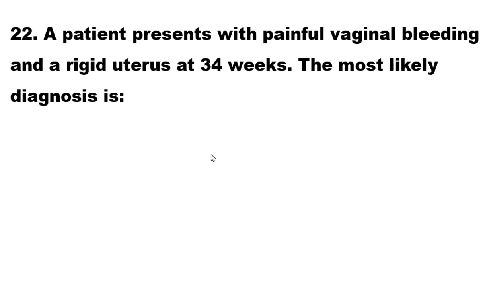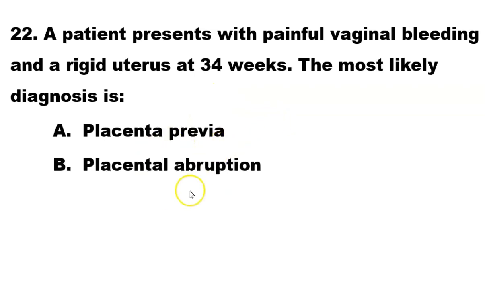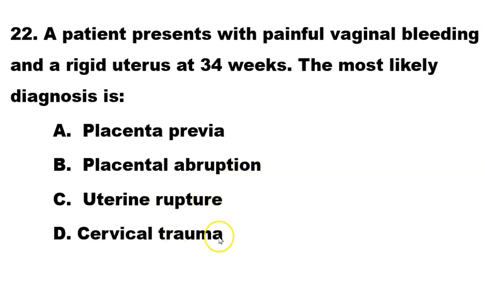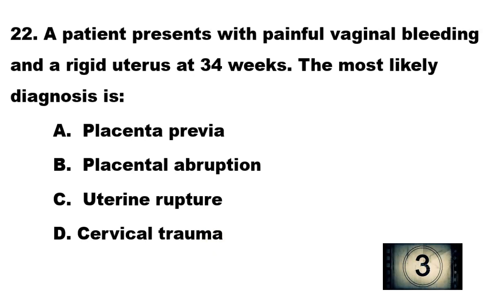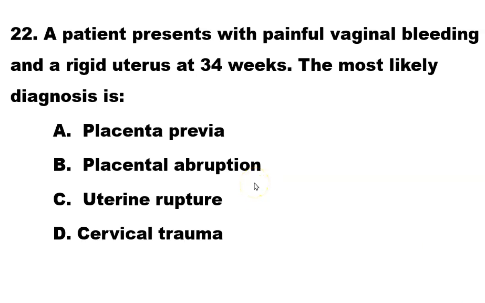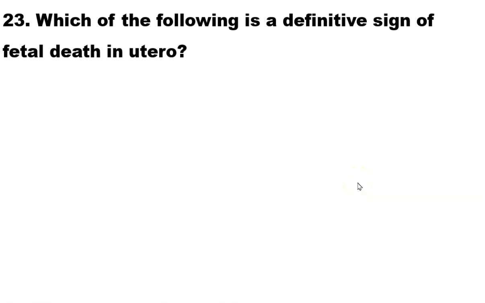The next question, a patient presents with painful vaginal bleeding and a rigid uterus at 34 weeks. So, what's the most likely diagnosis for this patient? A. Placenta previa. B. Placental abruption. C. Uterine rupture. D. Cervical trauma. The correct answer is B. Placental abruption.